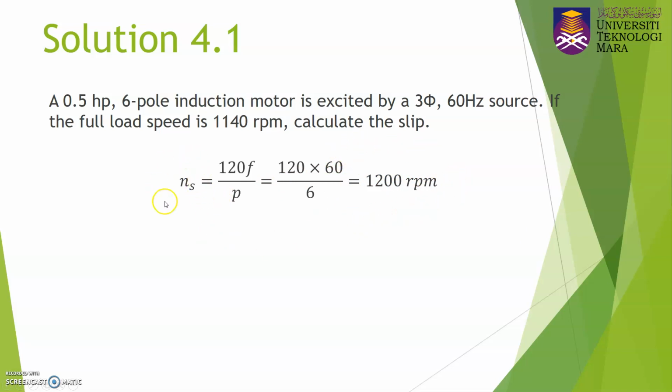Once you find the value of the synchronous speed, then only you can calculate the slip. The formula of the slip is equal to ns minus nr divided by ns. In this case ns is 1200, and then nr is given from the question as 1140. Divide by the synchronous speed. So finally S will be equal to 0.05.